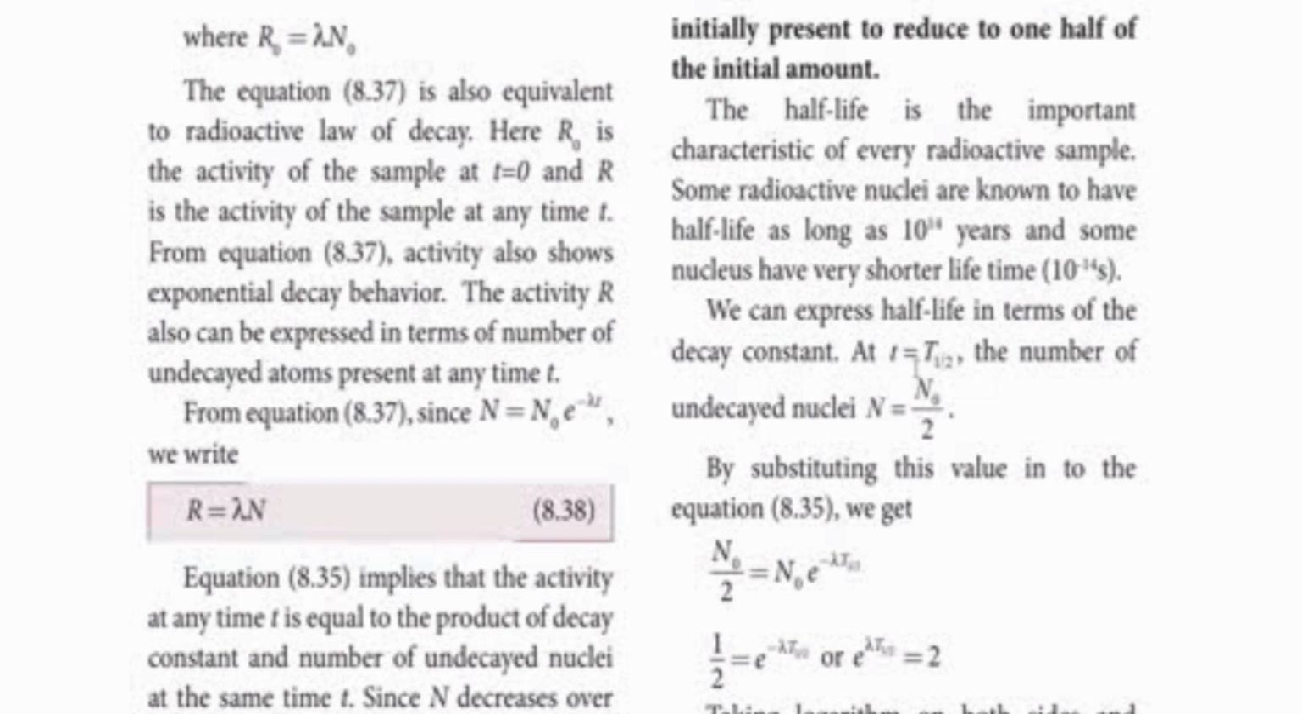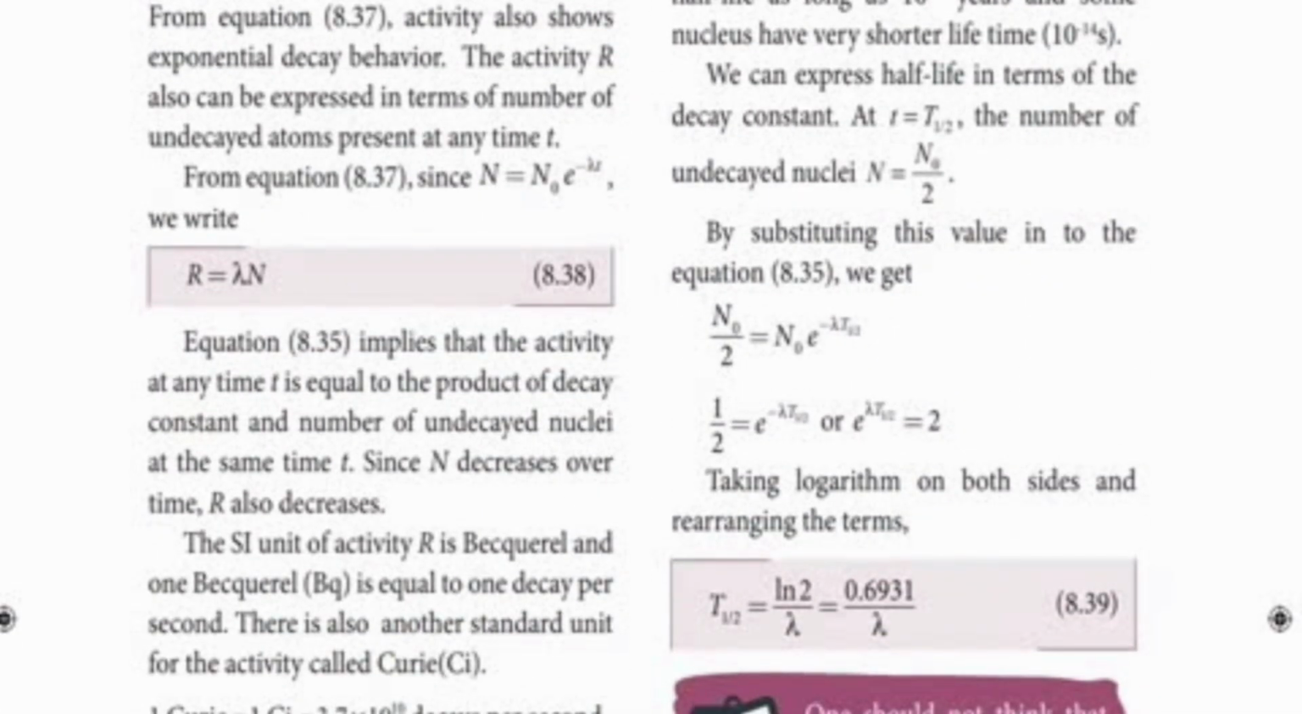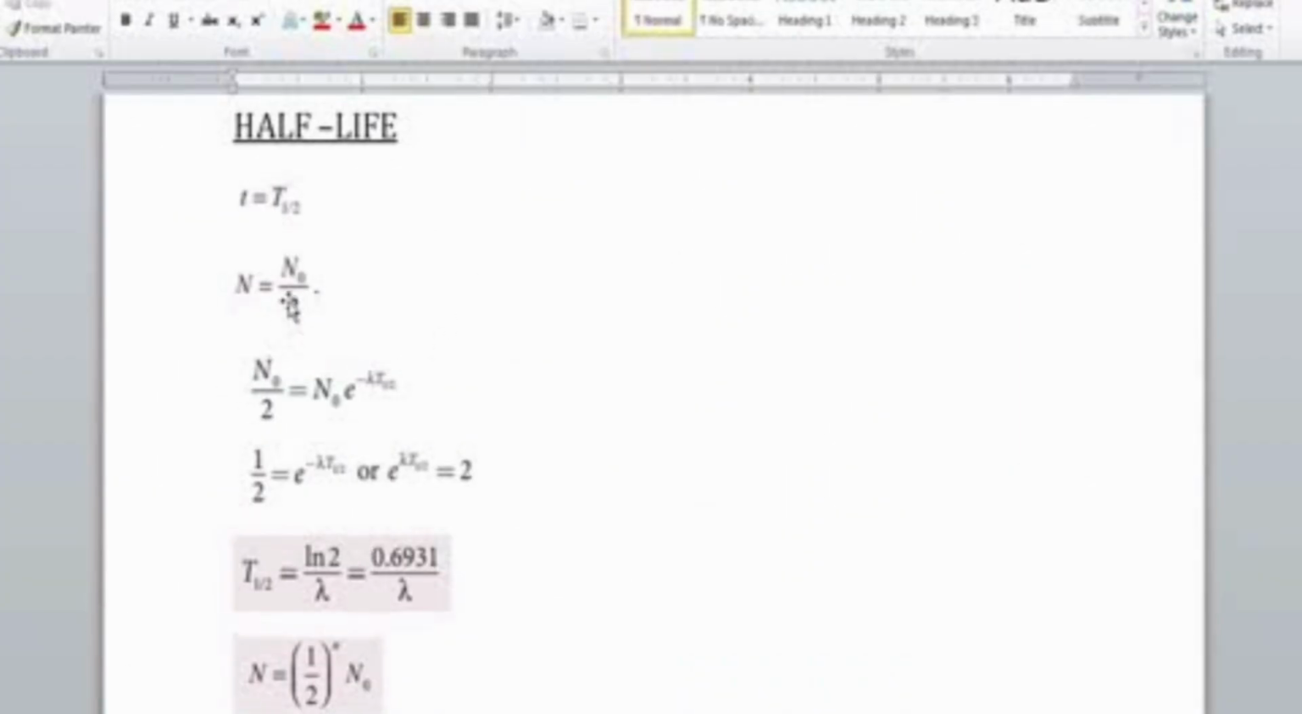So here T equal to T half, so the time period we can take as T half. N equal to N0 by 2, where N0 is the total number of atoms, divided by 2. Substituting that value in this equation, instead of N we write N0 by 2, and T we write as T half. So N0 cancels on both sides, 1 by 2 is here. Taking the reciprocal, you will get 2 and the negative sign becomes positive.